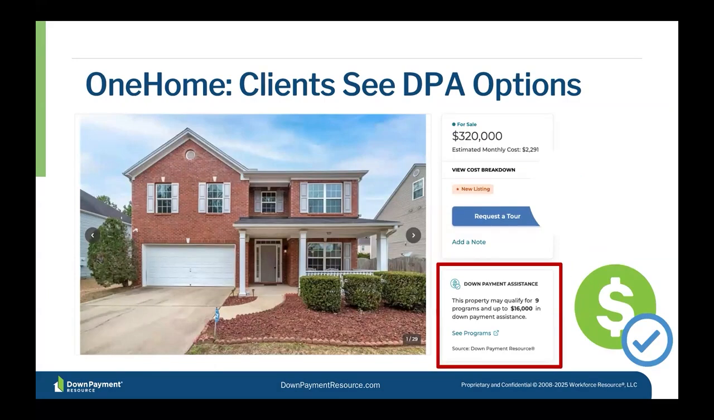And your clients can also see this information. When you send them listings, they can see if a listing they like is DPA eligible. And they can use the tool from that listing to enter a bit more information about themselves to see what both they and the property are eligible for. So it's like a matching system there between the property and the buyer.